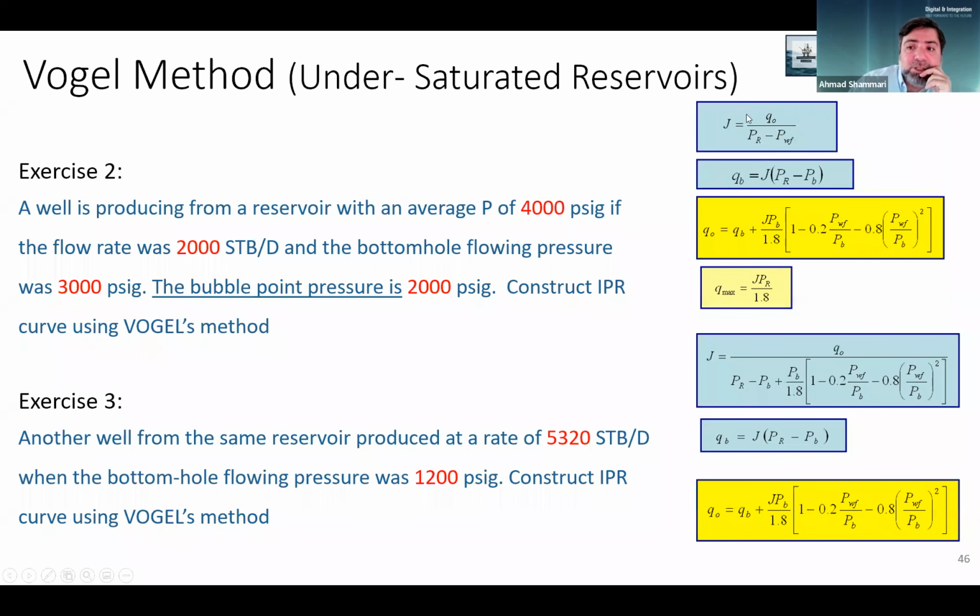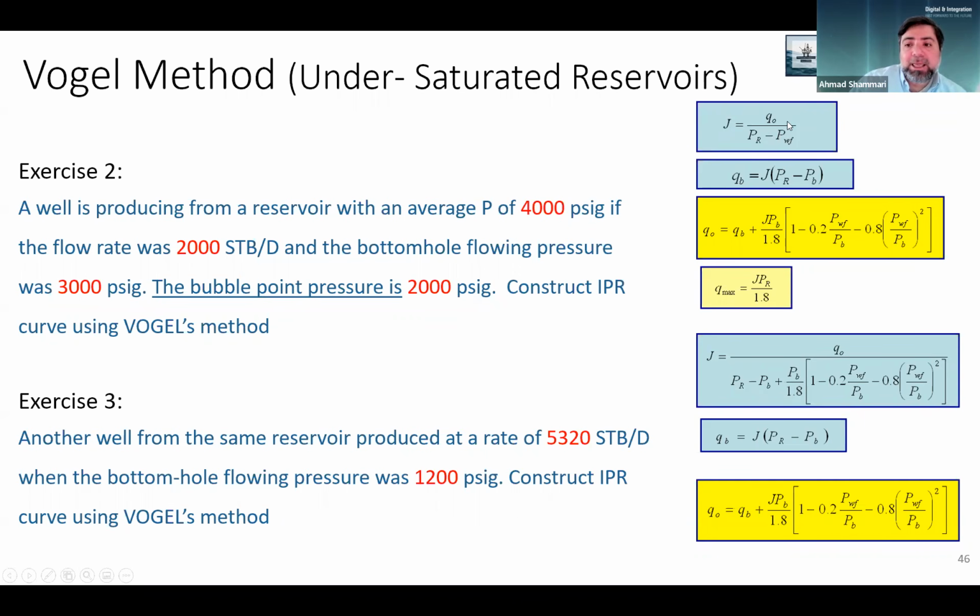Number one, we calculate J. Again, I'm not going to solve this for you; I want you to practice. So J is nothing but Q, which is 2,000, divided by P reservoir minus PWF. PWF was 3,000, the reservoir pressure was 4,000. So 2,000 divided by 4,000 minus 3,000, which is 1,000. So 2,000 divided by 1,000 is 2. So this is our PI.